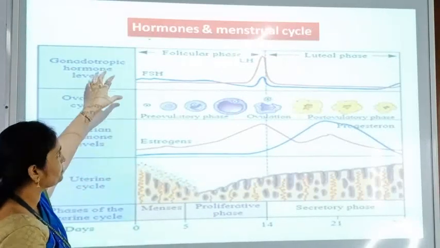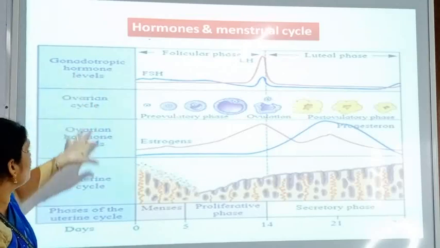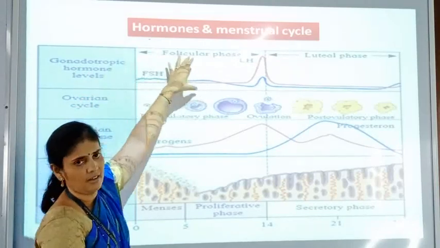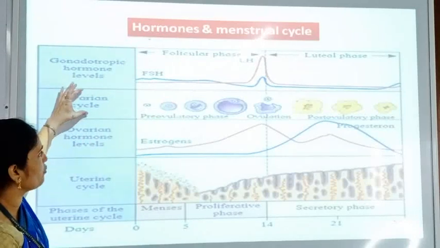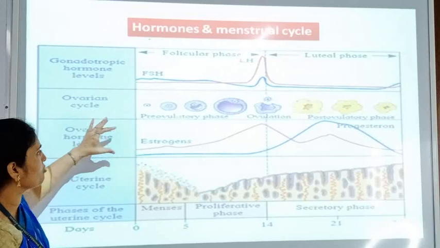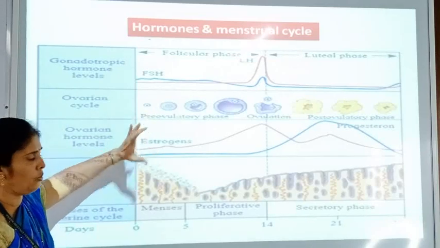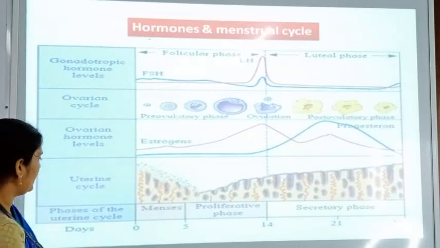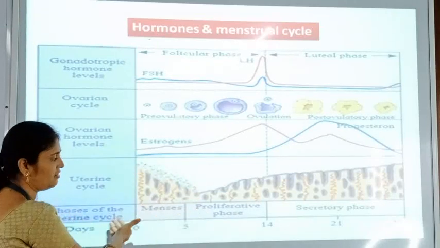So here the phases are given, the gonadotropin hormone levels in this column. Then the ovarian cycle is shown in the second row. Then the ovarian hormone levels are in the third row. And then the uterine cycle is in the fourth. And here the menstrual cycle phases.